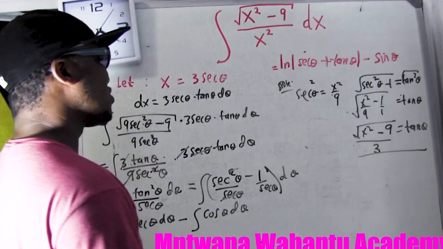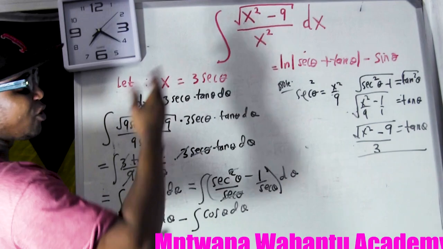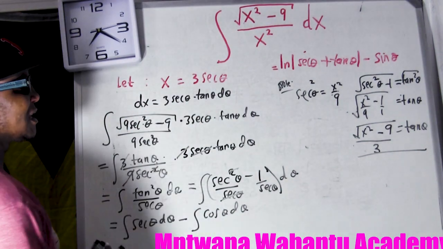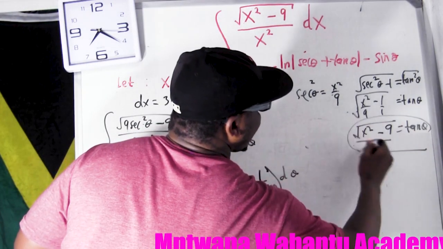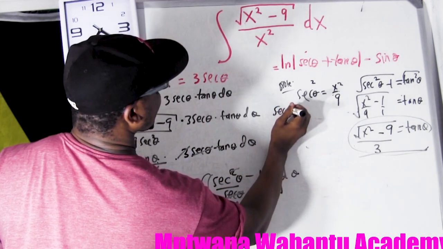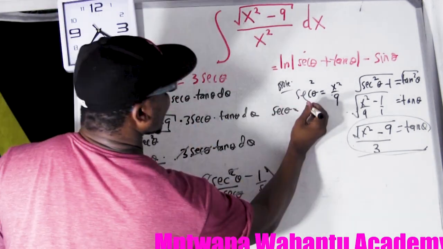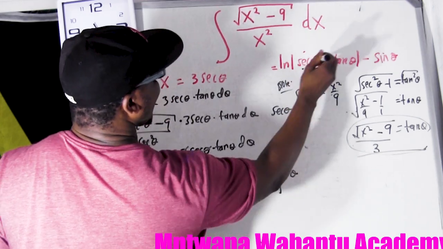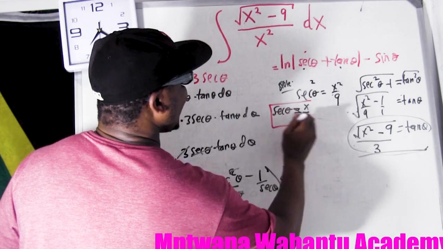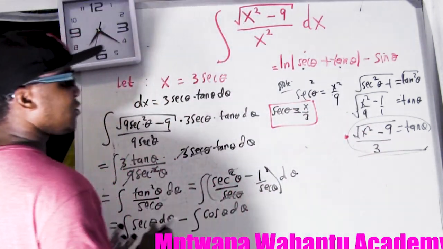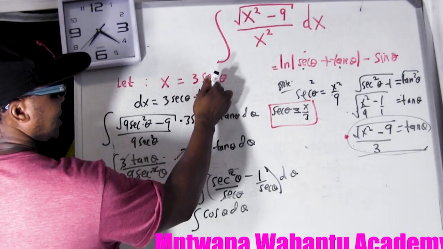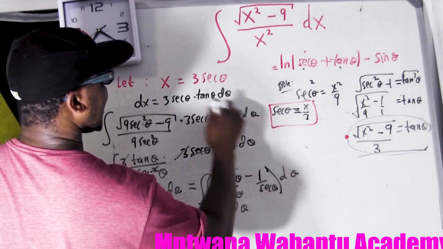So for that case, now I can substitute back. But now we don't know sine. How are we going to get sine? I can use the same expression to get sine. I do have tan, and I do have sec: sec angle equals x over 3. So I have a sec, I have a tan. Now we want to get sine. It's very easy. I'll take this one here, divided by 3, divided by 3.